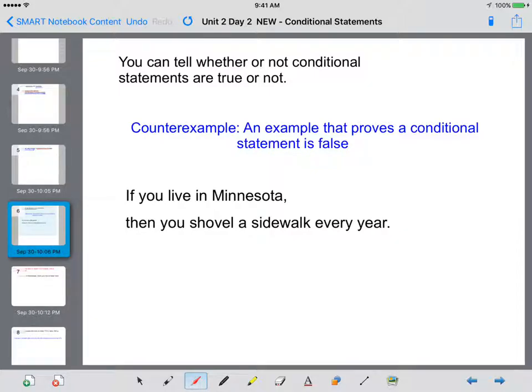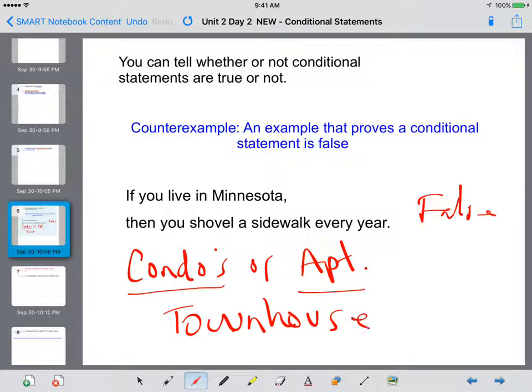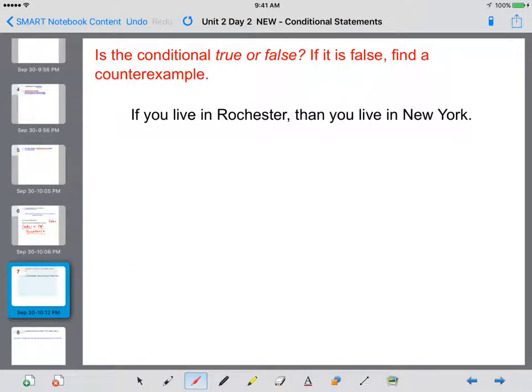What about people that live in condos or apartments? I am one of them. I live in a condo. I never have to shovel a sidewalk during the year. So this conditional is false. And my counterexample is somebody that lives in a condo, or maybe an apartment, or maybe a townhouse where the association shovels it. So just because you live in Minnesota doesn't mean you'd have to shovel a sidewalk every year. You personally.